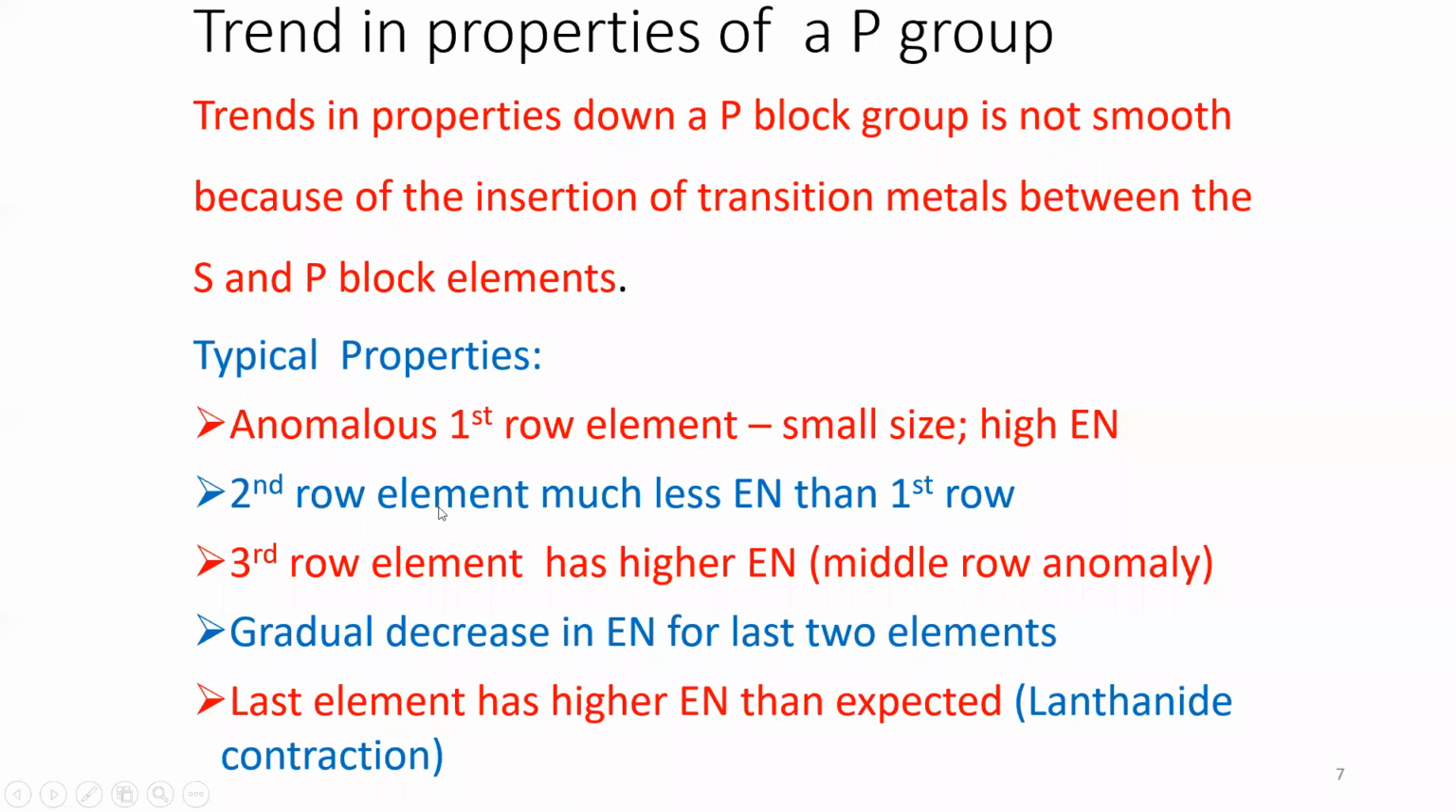Then we have the second row element, which shows less electronegativity than first row element. Of course, as we go down, the electronegativity decreases. But when we now get to the third row element, we now have even a higher electronegativity. And this is due to the transition element coming between the s and the p block element. Because we know that for the transition element, they usually have a higher electronegativity. They have high ionization energy because of increase in nuclear charge, and there's no screening effect.